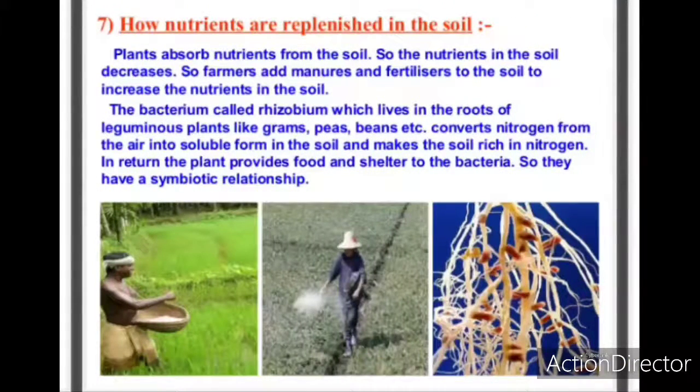How nutrients are replenished in soil. Plants absorb nutrients from the soil, so nutrients in the soil decrease. So farmers add manure and fertilizers to the soil to increase the nutrients in the soil. The bacteria called rhizobium, which lives in the roots of leguminous plants like gram, pea and beans, converts nitrogen from the air into soluble form in the soil and makes the soil rich in nitrogen. In return, the plants provide food and shelter to the bacteria, so they have a symbiotic relationship.